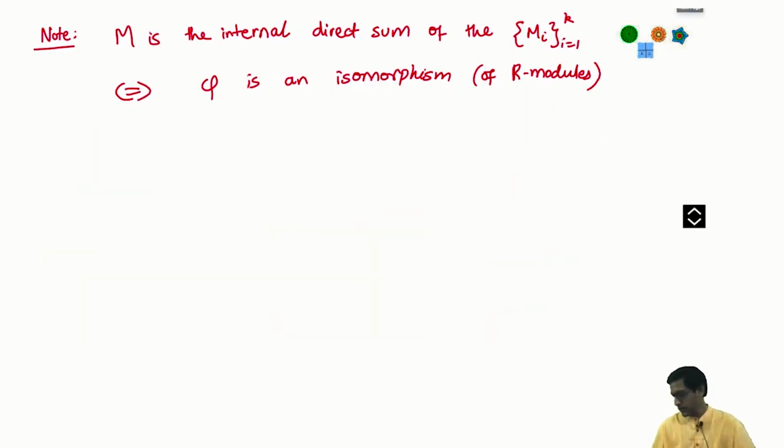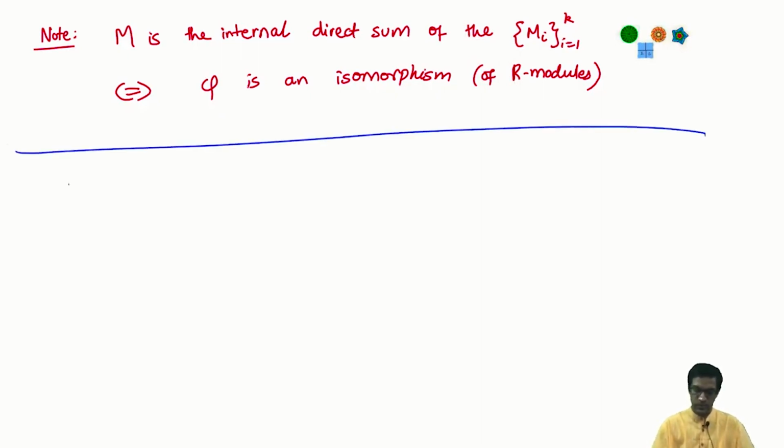Now let's look at this internal direct sum, or direct sum, in the special case where you only have two submodules. This is something which comes up very frequently. So let's just take two submodules. Suppose M1, M2 are both submodules of M, where M is an R-module as before. Then let's look at M1 direct sum M2.